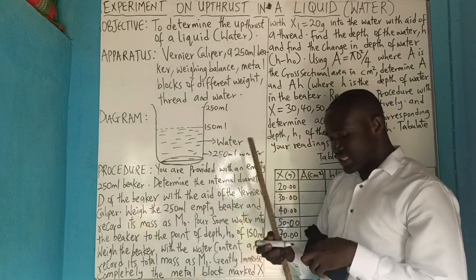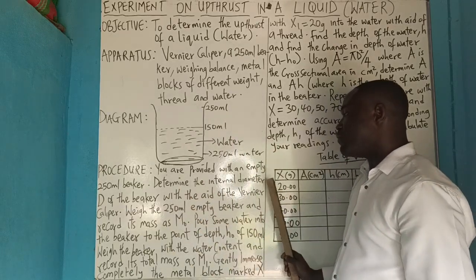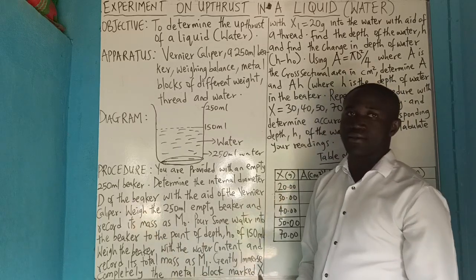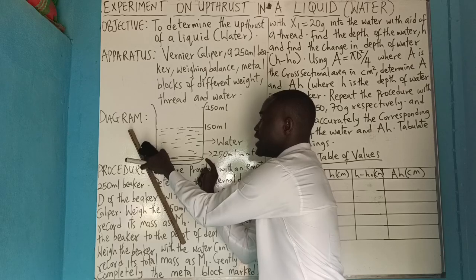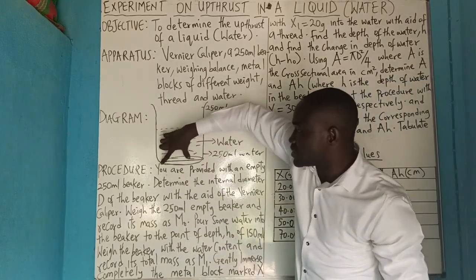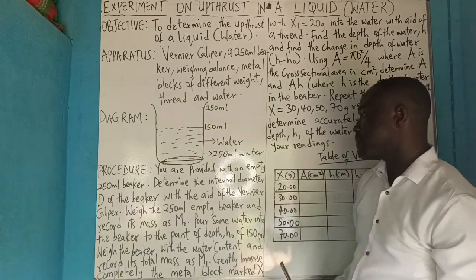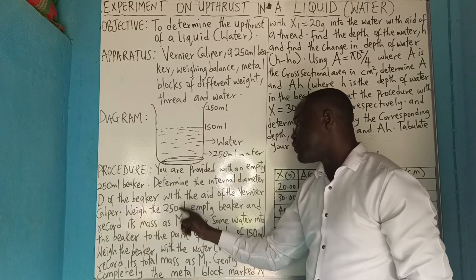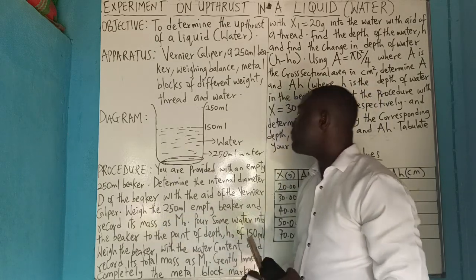They say determine the internal diameter of the beaker with the aid of the vernier caliper. So you have to mount the vernier caliper like this to get the diameter, or you fix it inside such that it will get the diameter. Then weigh the 250 ml empty beaker and record its mass as M0.